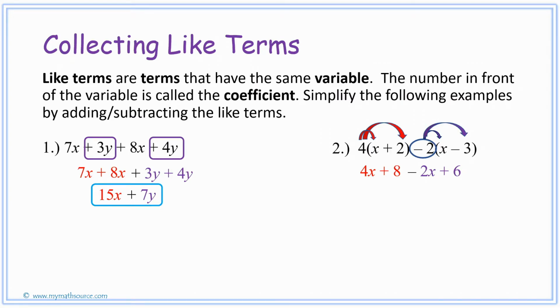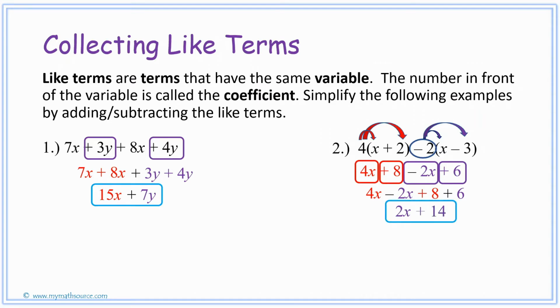Now that we've done that, it looks like number 1, pretty similar. And so we can now collect the like terms. And so our like terms here are 4x and negative 2x. And so if we put those together, we can subtract them. And then we have two numbers, two constants. They are terms as well. And so we can add those two terms together, which is 8 plus 6. Now that we know what our like terms are, we've put them together to make it easier. 4x subtract 2x will give us 2x, and 8 plus 6 gives us 14. And that's our answer, 2x plus 14.